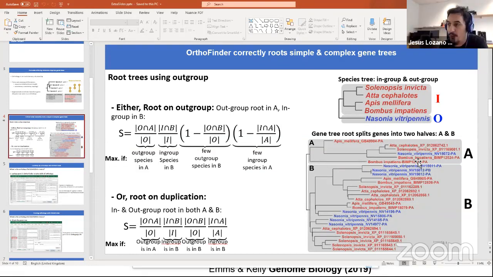Okay, we have another question from Alexandros Vasilikopoulos that asks, how do you incorporate uncertainty in inference of orthologs that is due to gene tree estimation error like low signal?